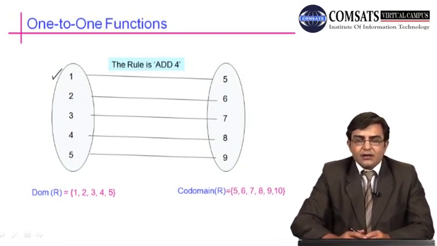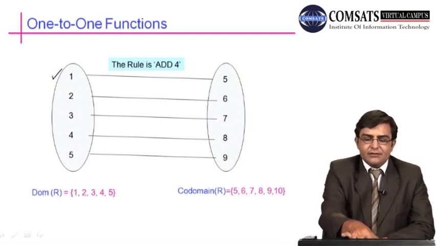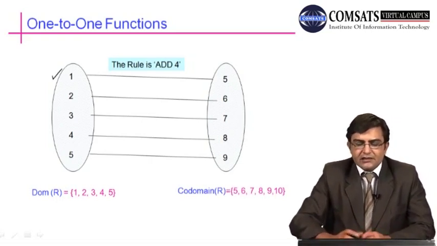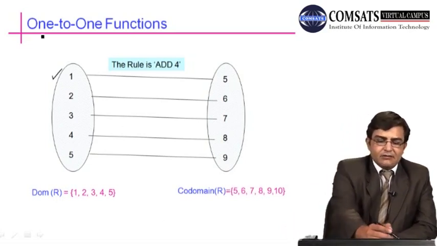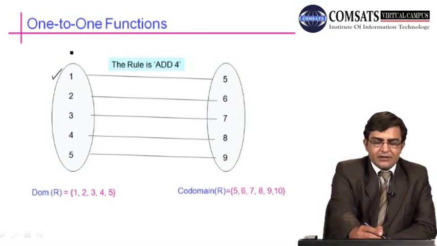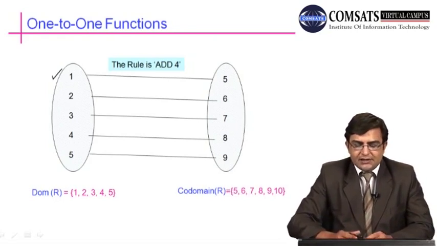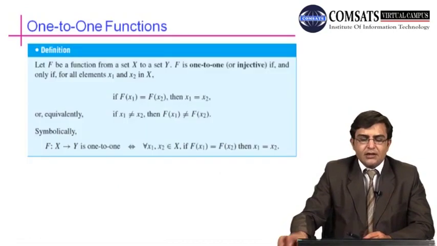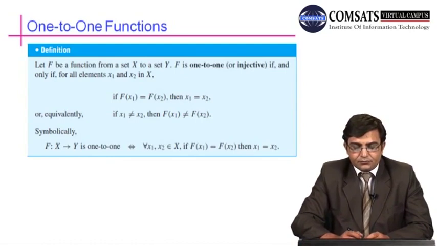If in the arrow diagram of the function we have only one arrow with each element, then such a function is basically a one-to-one function. As the name says, one-to-one means here we have one element and here we have one element. Such functions are called one-to-one functions. And now we can read the proper definition of the one-to-one functions.